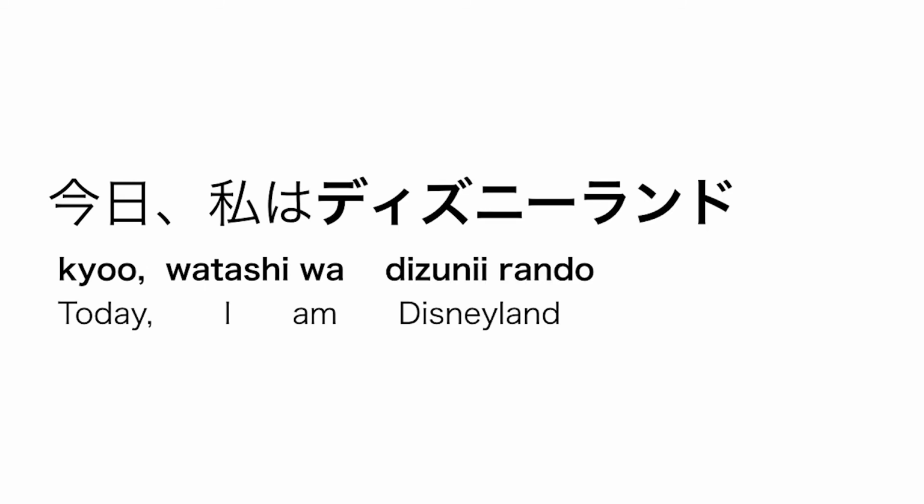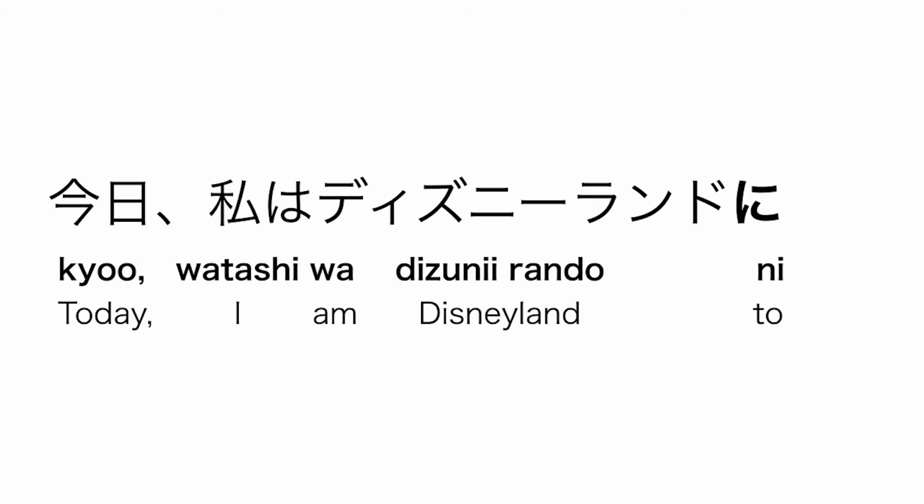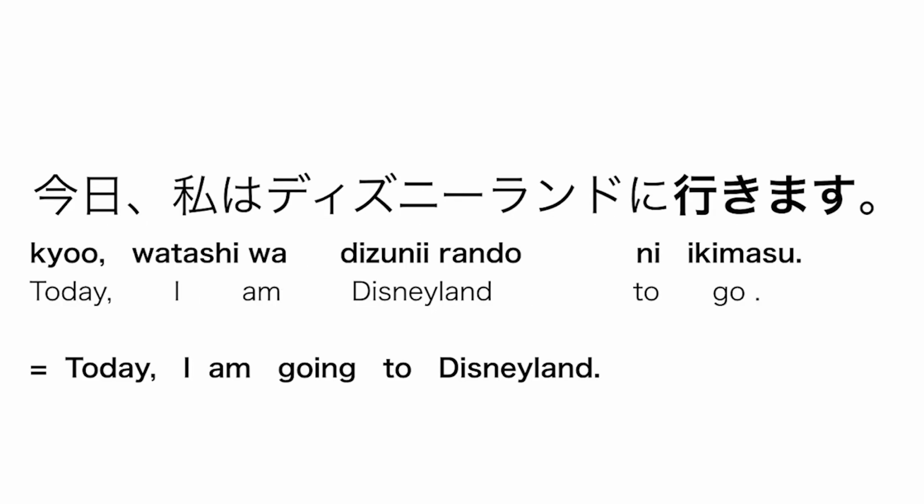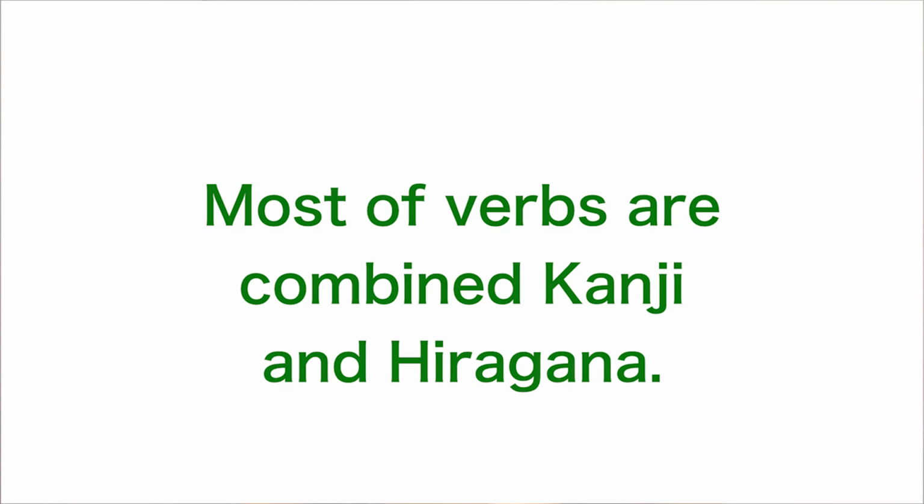ディズニーランド, which means Disneyland. It's a word that comes from English, so we use katakana. に means to. It's a particle that indicates the direction, so we use hiragana. 行きます means go. Most verbs are combined kanji and hiragana.